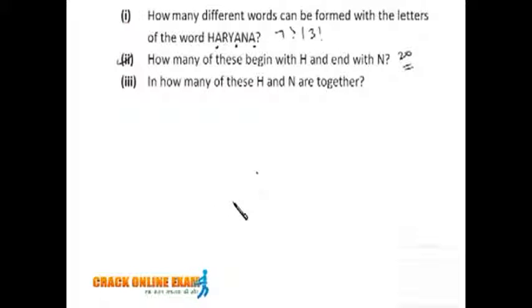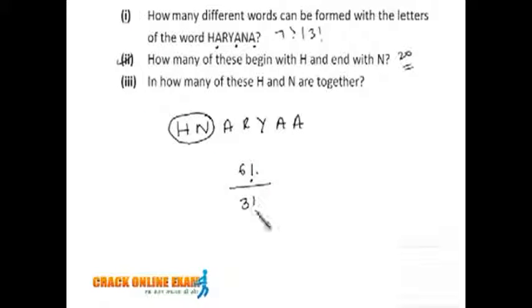Now let's take the third one. In this case, in how many of these are H and N together, right? I just write H and N together, and the remaining are A, R, Y, A, and A, right? I just treat them as one single letter. Now this is 1, 2, 3, 4, 5, 6. 6 letters to be arranged in 6 factorial ways. The second thing is we have to divide by the repetition, that is 3 factorial.